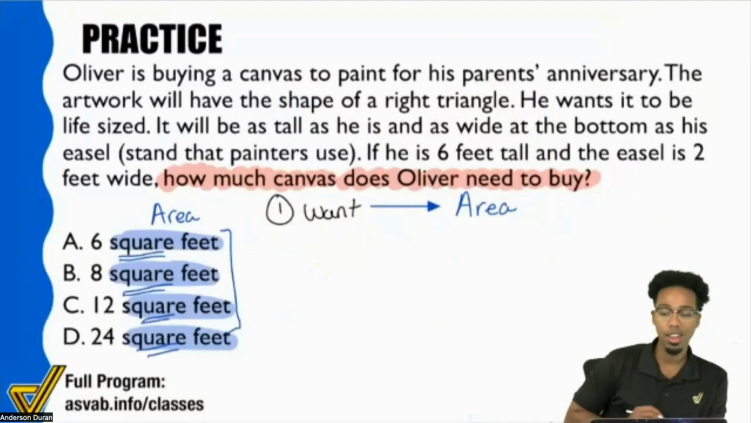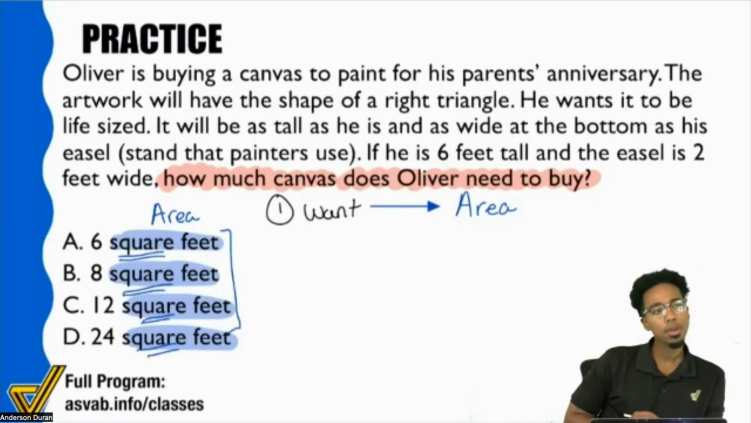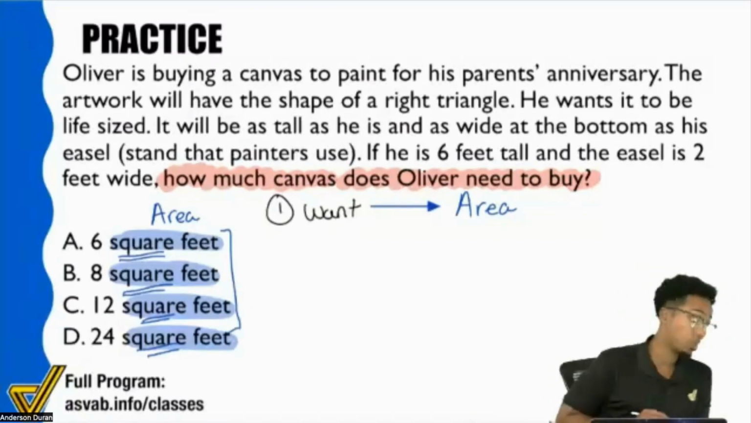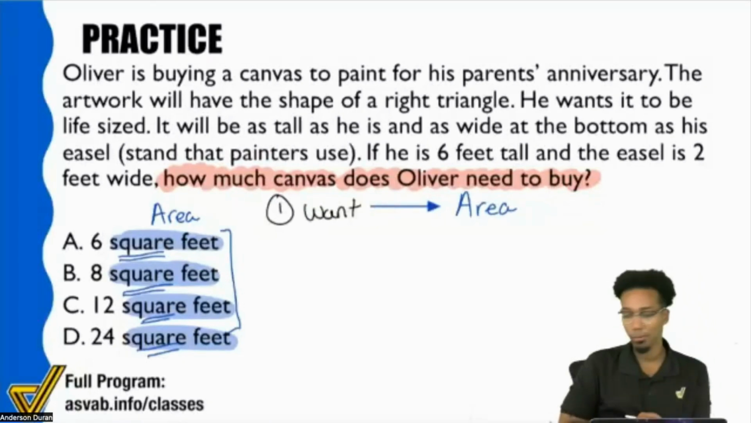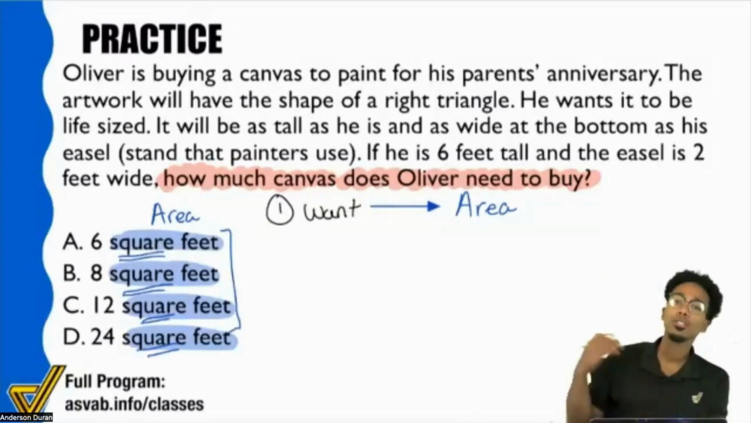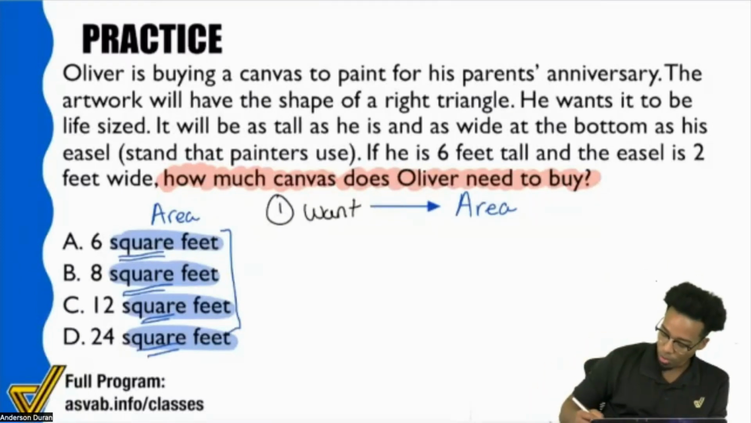So going back, we want the area, and everybody, yes or no? Does the formula for area that you use depend on the shape? Yes, absolutely. It depends on the shape, because the area for a triangle is one formula, the area of a rectangle is another formula, a trapezoid is another, a circle is another. So you need to know what shape you're dealing with.